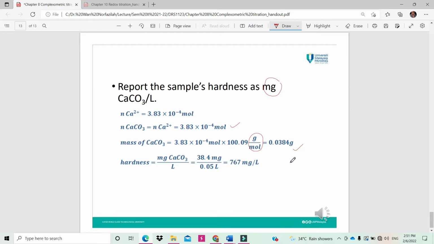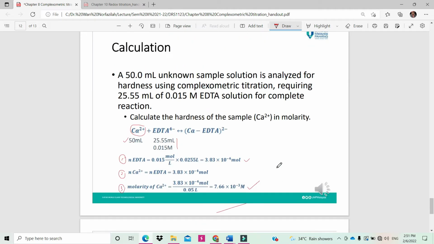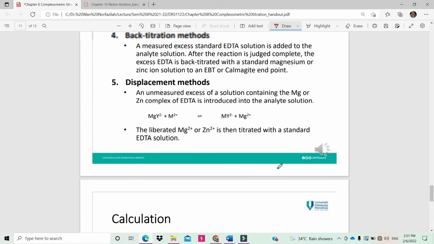Okay, so this is the hardness. Okay, we use complexometric titration to determine the water hardness. Alright, so that is for complexometric titration. Okay, and we can also use the same methods for precipitation titration to come up with the titration curve.